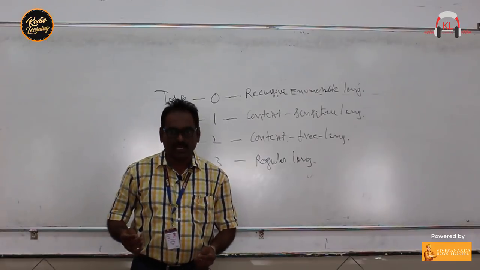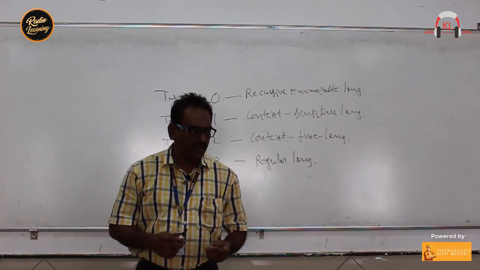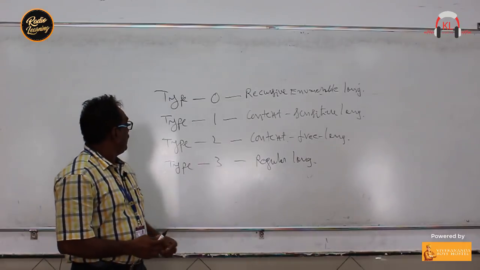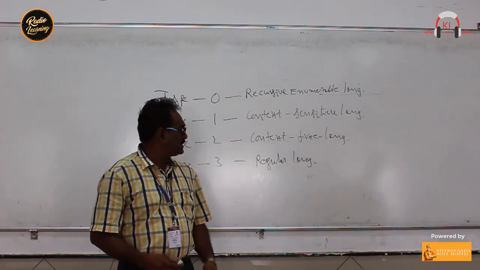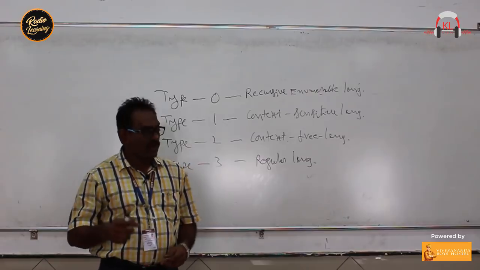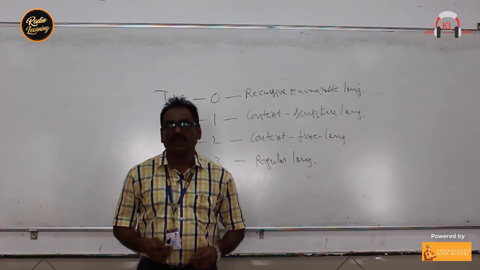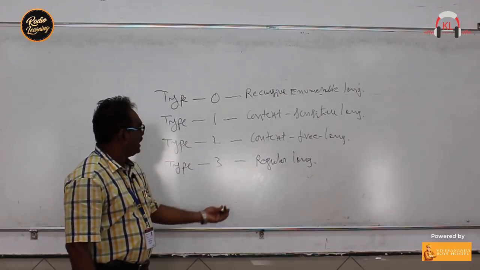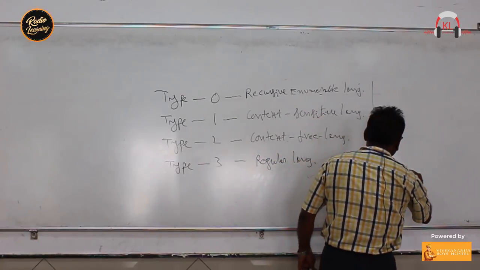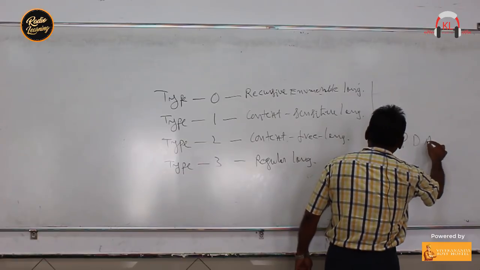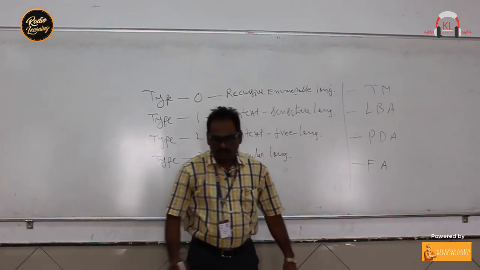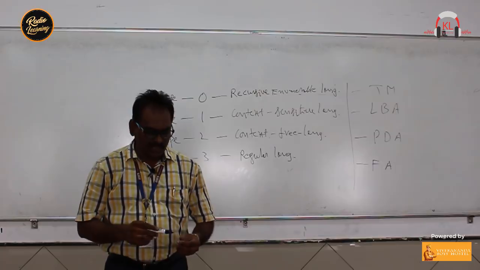So as per the Chomsky hierarchy, the entire formal languages can be divided into four types: type 0, type 1, type 2 and type 3. Type 3 languages are regular languages. Type 2 means context free languages. Type 1 means context sensitive languages. And type 0 means recursive enumerable languages. To accept these languages, we use four machines: finite automata, pushdown automata, linear bounded automata, and Turing machines. There are four types of languages and four types of machines.